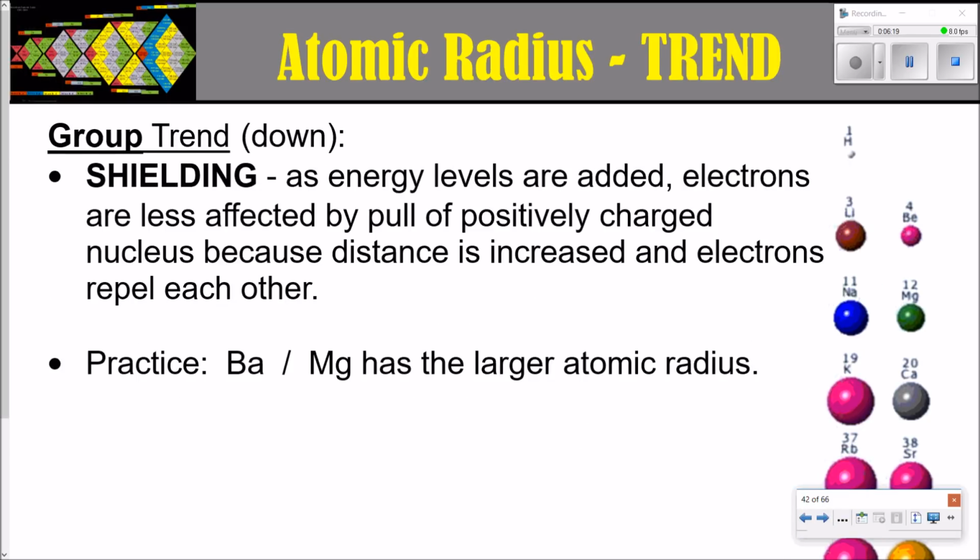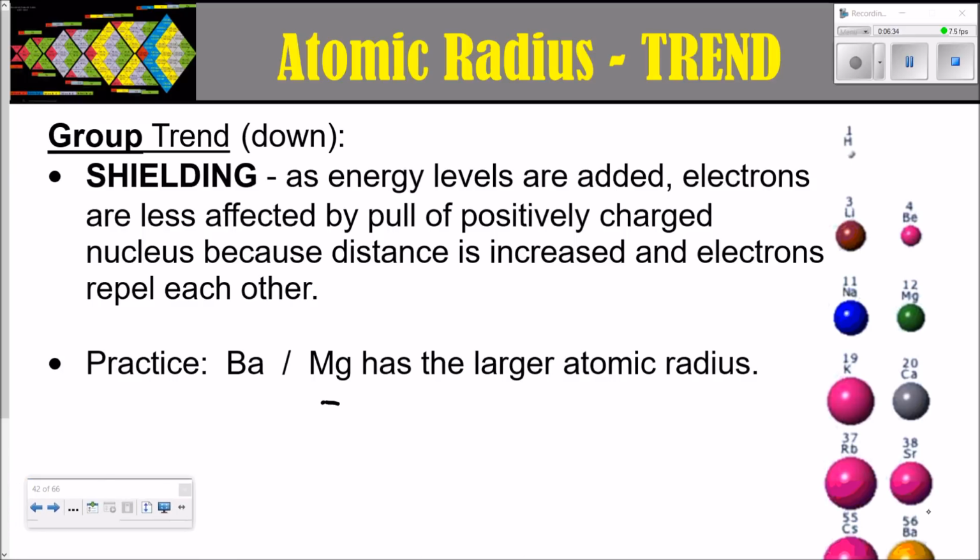So shielding: as energy levels are added, electrons are less affected by the pull of the positively charged nucleus. As practice, barium and magnesium, which one has the larger atomic radius? If you look over here, barium is down here and magnesium's here. They're in the same group. They're both alkaline earth metals.